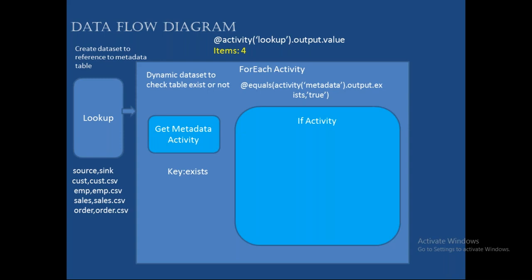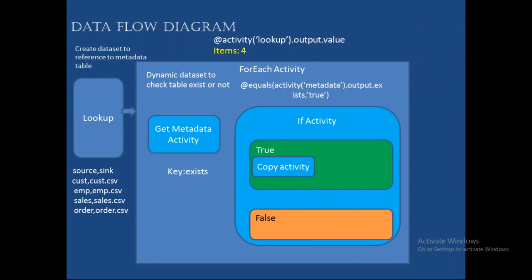Okay, fine. Now what happens? You are going to check whether the exists parameter returns true, so you will get a true or false. If it is true, inside true I will use the copy activity. If the copy activity succeeded, I will use a success stored procedure. If it fails, I will execute a failure stored procedure. Okay, otherwise my table is not available.